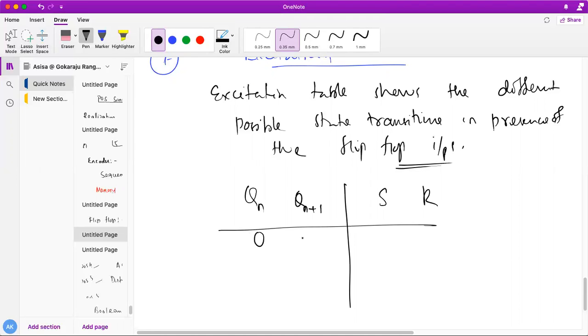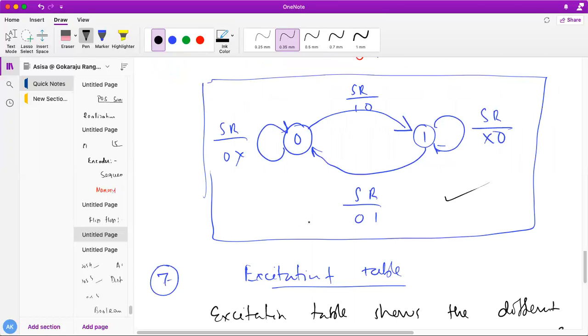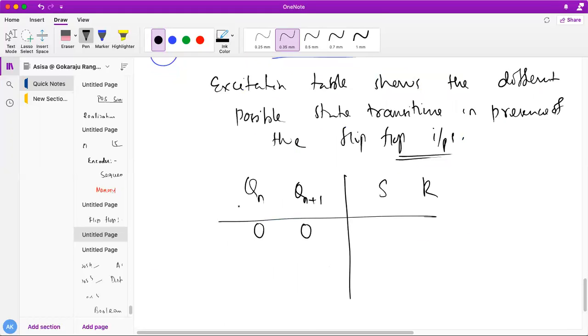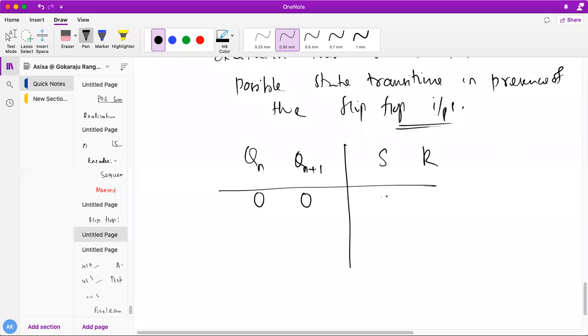So state transition from 0 to 0. What is my S and R at that time? 0, don't care. Very simple. State transition from 0 to 0 means the present state is 0 and the next state is also 0. Do you all understand? If the present state is 0, the next state is also 0. At that time, what is my S and R? S and R is nothing else, 0 and don't care.